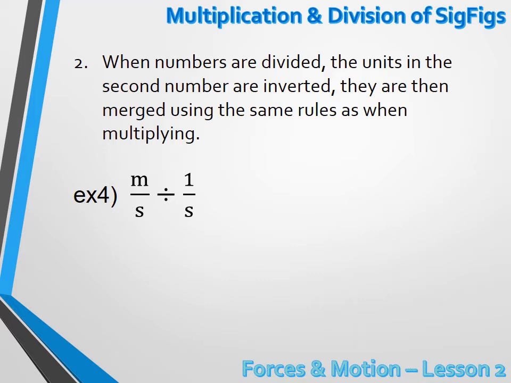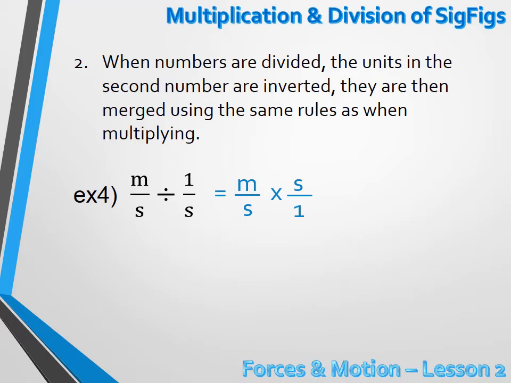Rule number 2, when you have two numbers that are dividing, the units in the second number are inverted. They are then merged using the same rules as when we were multiplying. So meters per second divided by 1 over seconds, we're going to write meters per second. We're going to change division to multiplication, and then we flip the second fraction. So 1 over seconds becomes seconds over 1.